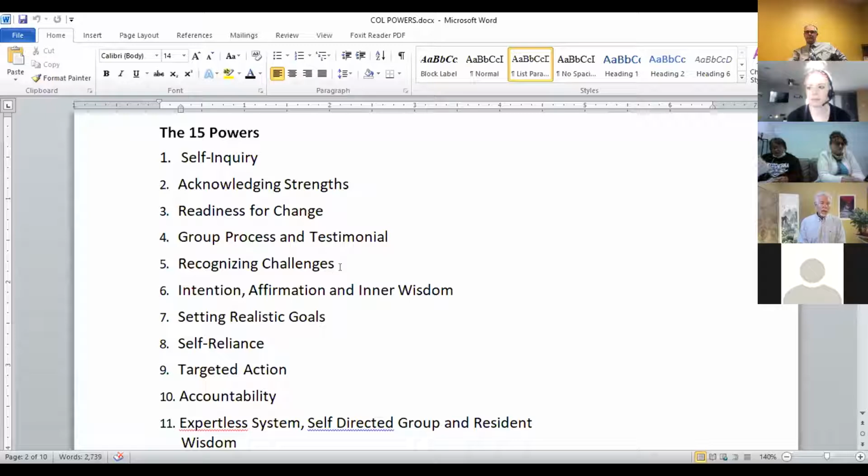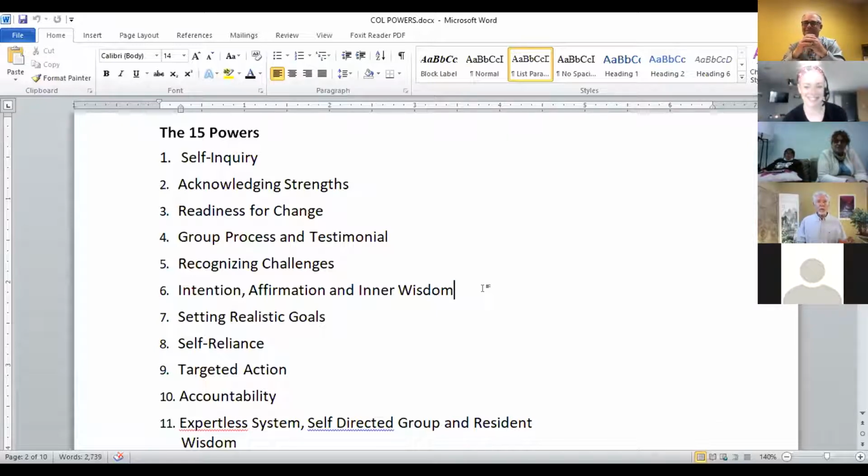Intention, affirmation, and inner wisdom. Setting a goal that is not in accord or not aligned with intention is likely not to be as successful. So in other words, if somebody says you should do this, then everybody turns into a teenager and doesn't want to do it.